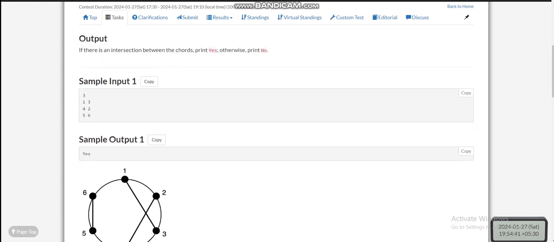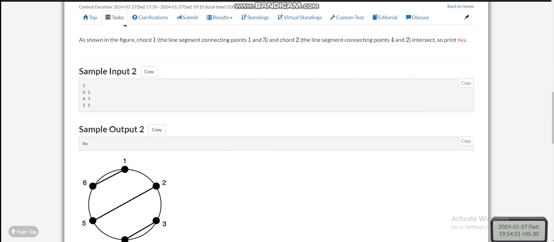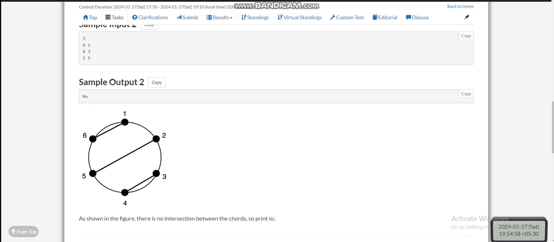Now let's take one example. There is an edge from 1 to 3 here, and there is an edge from 2 to 4. These two are intersecting, so our answer will be yes. For the second case, there is an edge from 1 to 6, an edge from 3 to 4, and an edge from 2 to 5. They are not intersecting, so our answer will be no.